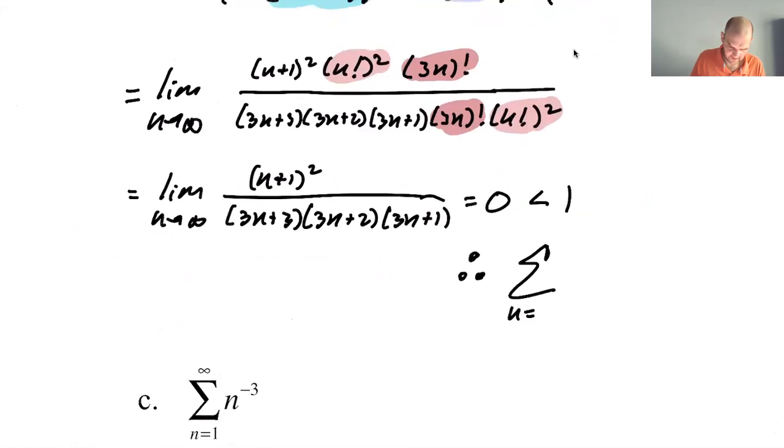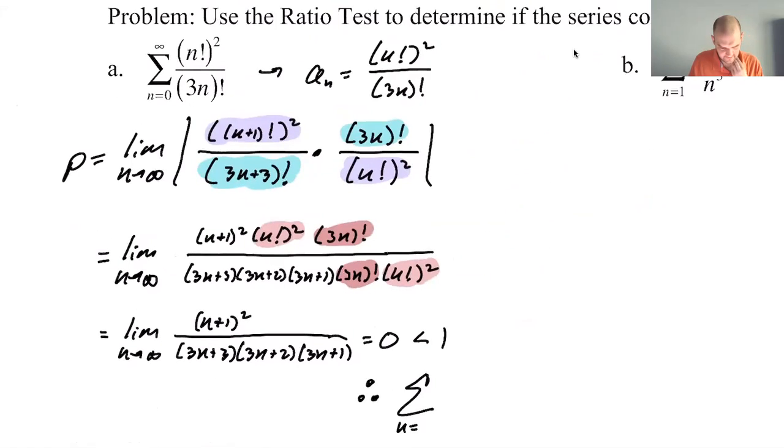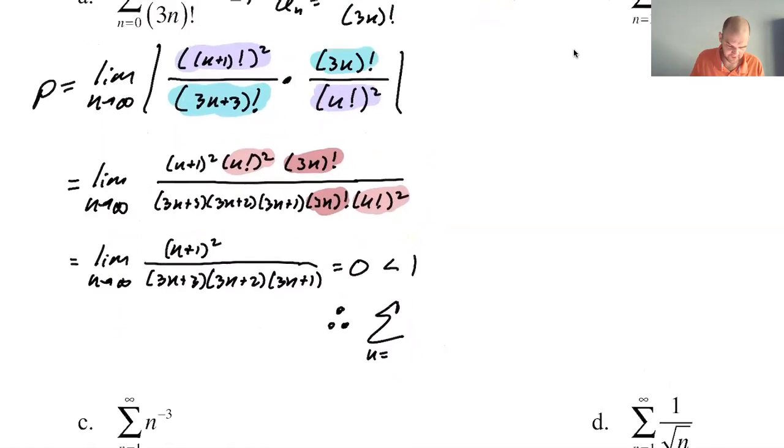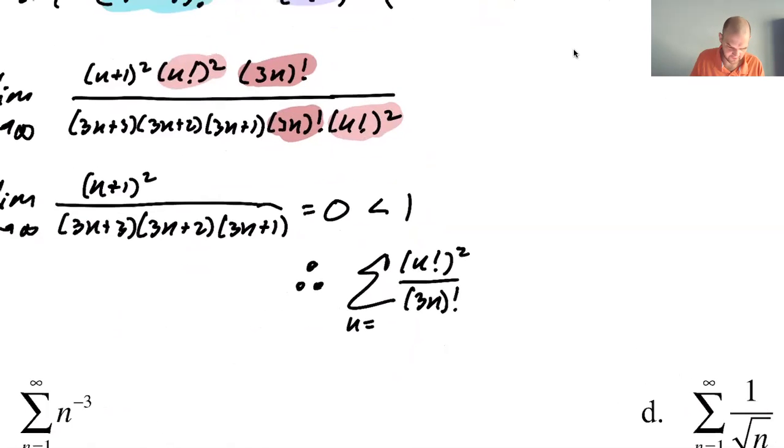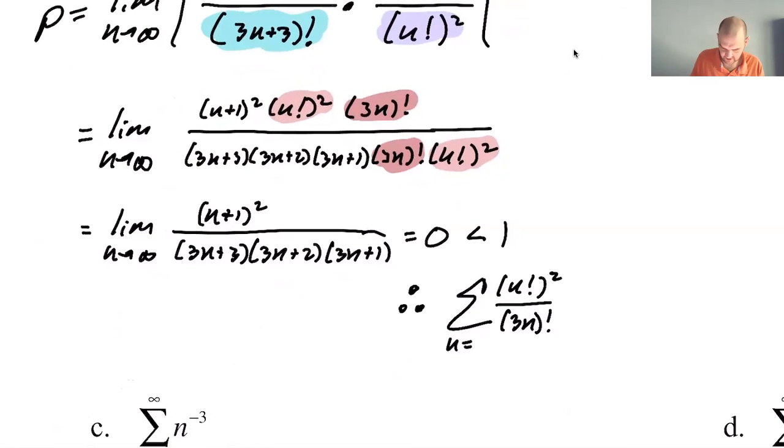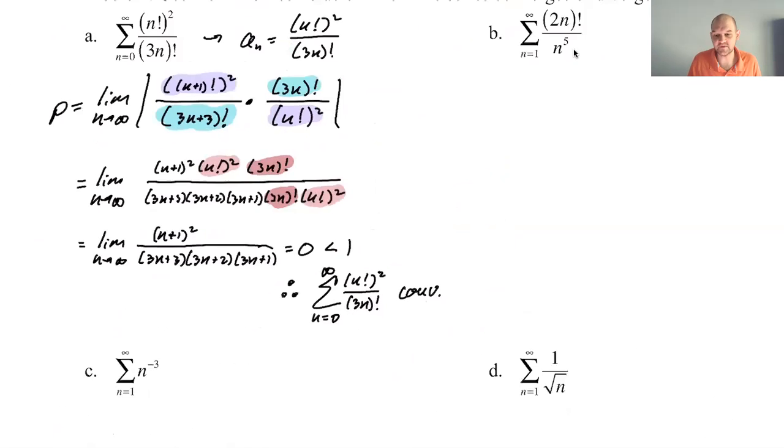Did I expect that to happen? I don't know. 3n factorial, n factorial squared, n plus 1. I guess so. I don't think I expected that, but that's what's happening. The sum of n factorial squared over 3n factorial, from n equals 1 to infinity. Nope, 0, because 0 factorial is 1, so that's okay. It converges because we got something less than 1.